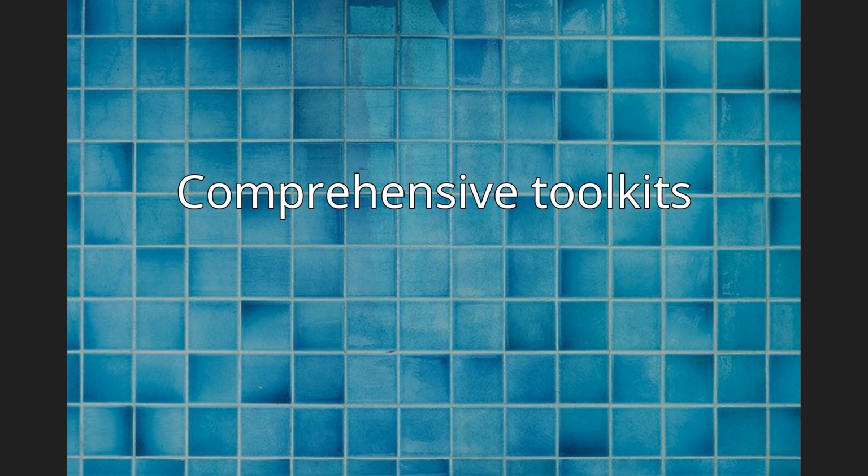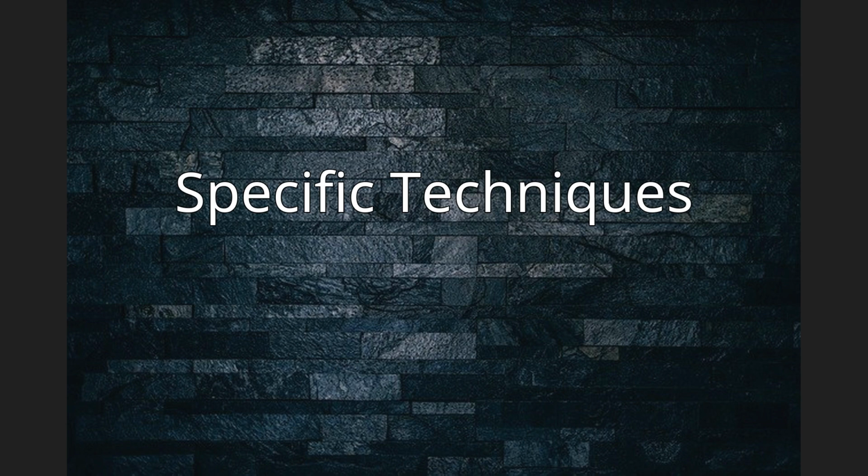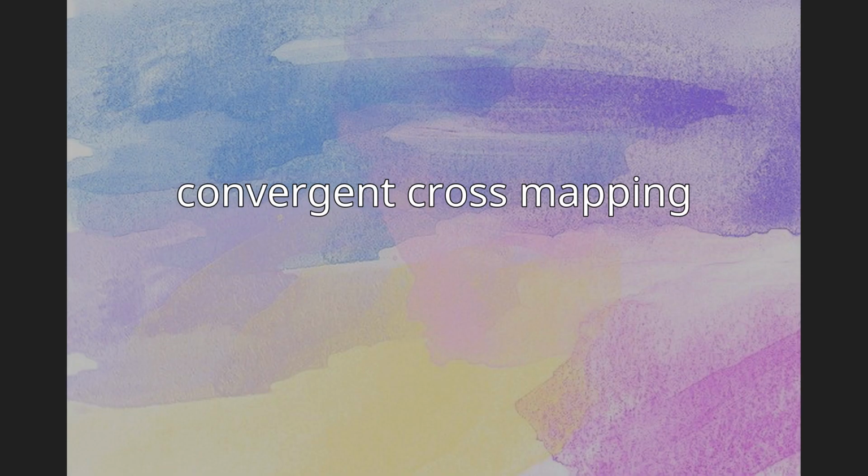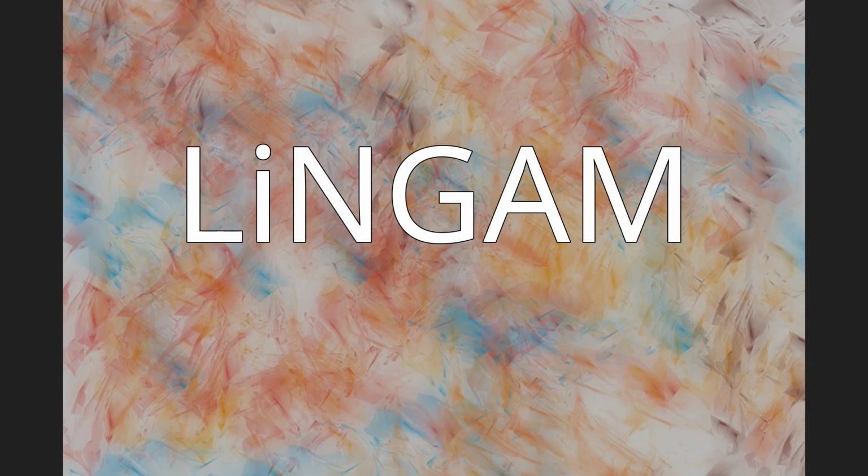Specific techniques. Granger causality: R package, Python package. Convergent cross-mapping: R package. LiNGAM: MATLAB/GNU Octave package. There is also a collection of tools and data maintained by the Causality Workbench Team and the CCD Team.